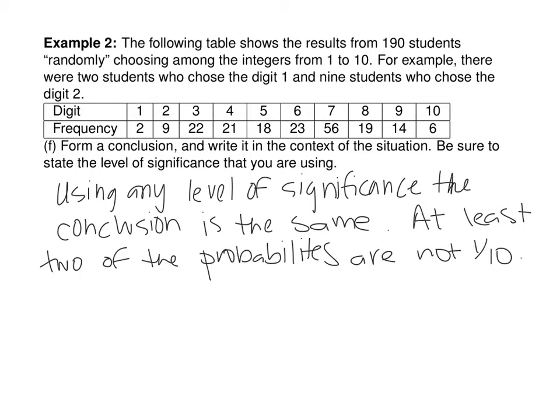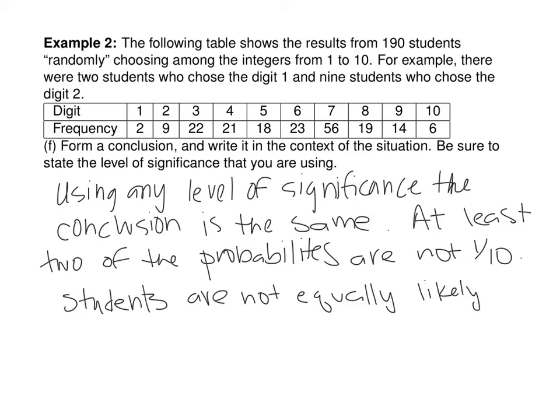So remember that HA was that the probabilities are not all 1/10, meaning that they're not all equally likely. So some of these numbers might be chosen with probability 1/10, just not all of them. Or in other words, you could have also said students are not equally likely to choose each of the digits.